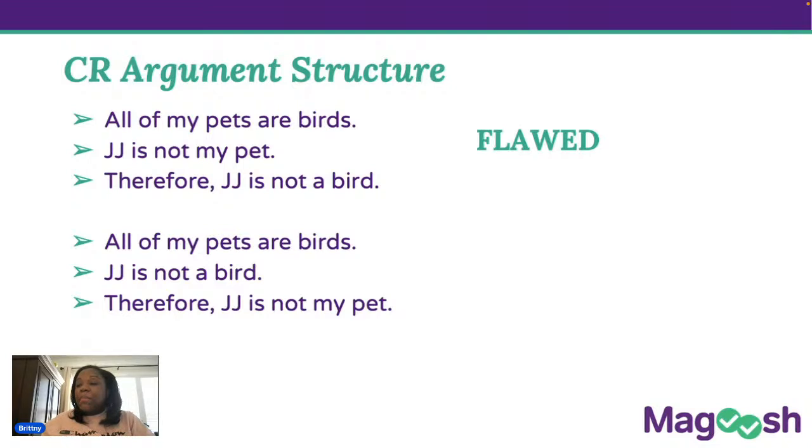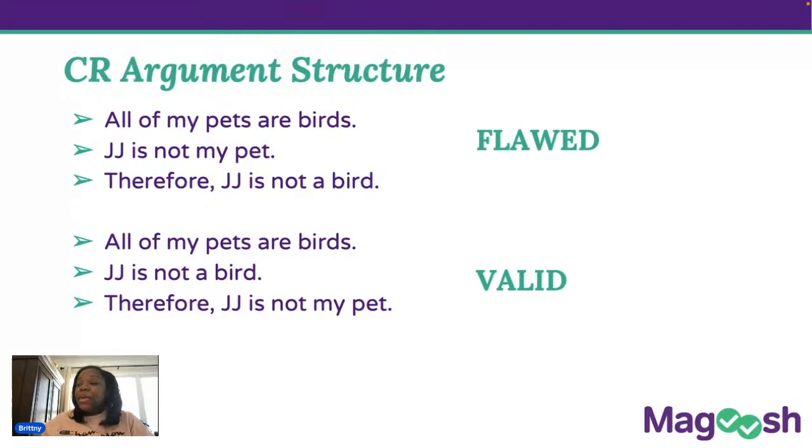However, all of my pets are birds. JJ is not a bird. Therefore, JJ is not my pet is a valid argument, because if all I have is birds and JJ is not a bird, then JJ is not my pet. So hopefully you guys are seeing a trend here where what we're looking at is the argument, and if it flows logically, if it's true 100% of the time, then it's a valid argument.